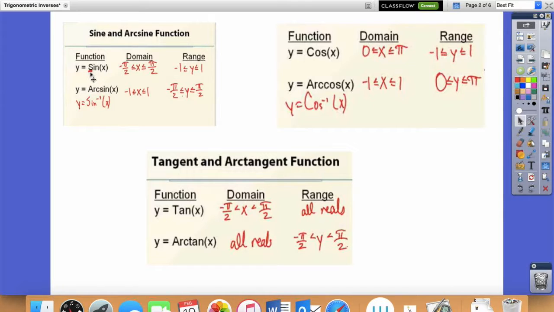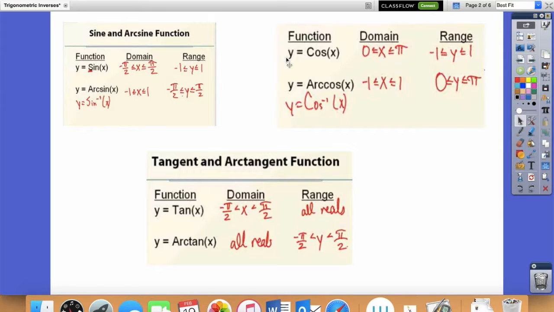So capital S with sine and capital A with arcsine means that we want to look at values where the domain is between negative pi over 2 and pi over 2. That's one rotation before it starts repeating again. And notice with arcsine, the domain becomes the range and the range becomes the domain. That's because with inverse functions, the x and the y switch places. So when we're answering the problems today, we want to make sure that we choose values that are only between negative pi over 2 and pi over 2 when we're dealing with sine and arcsine.